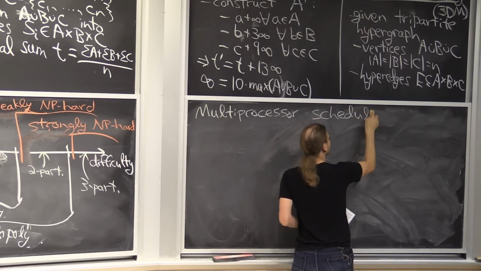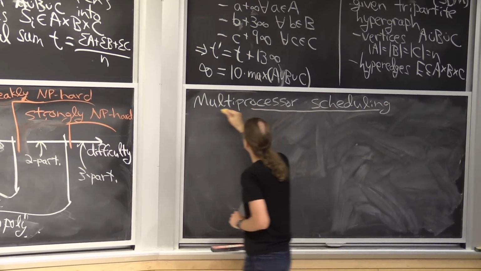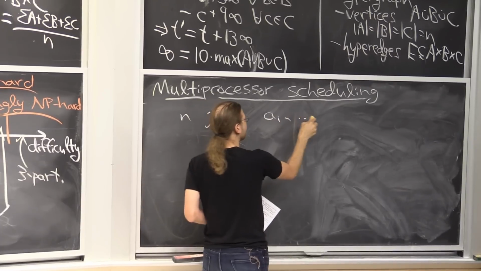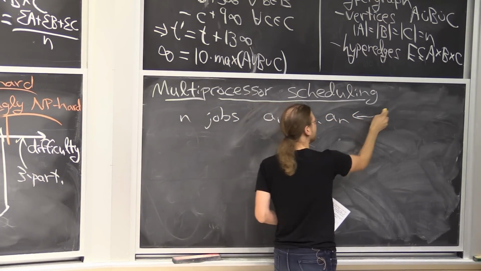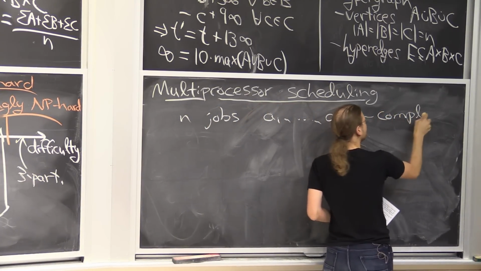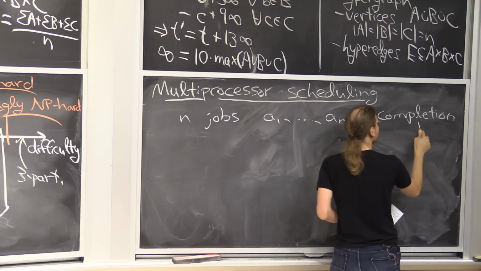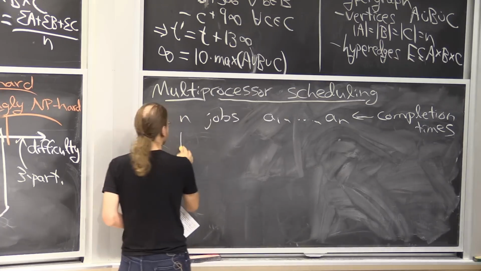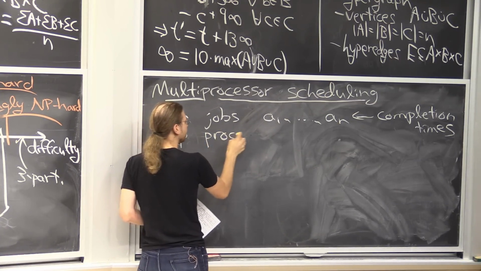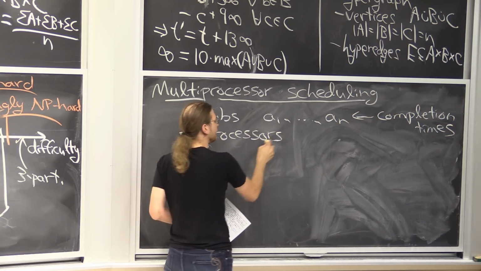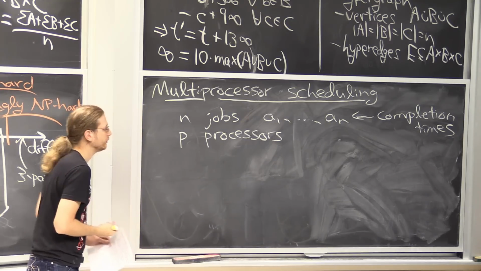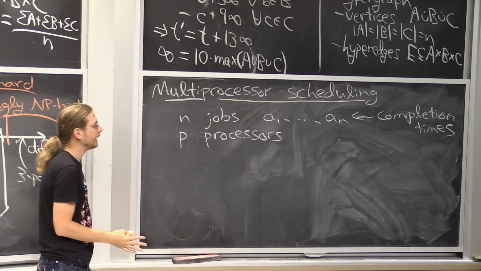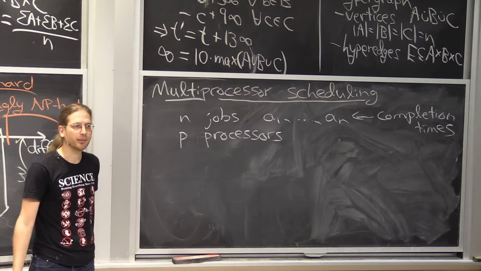So multiprocessor scheduling. Let's say I have n jobs, and they have completion times, and that's it. You can start them whenever you want. And then on the other hand, I have p processors to run those jobs. Each processor is sequential and identical. So the model is you assign jobs to processors. A job can only be on one processor, and it runs to completion. Then it can run another job, and so on.